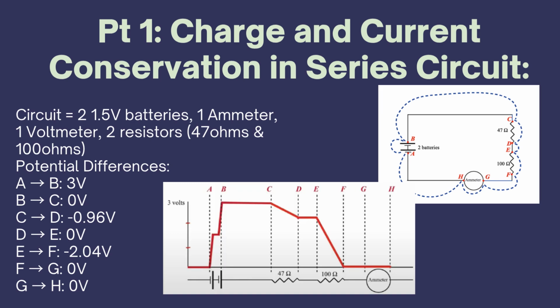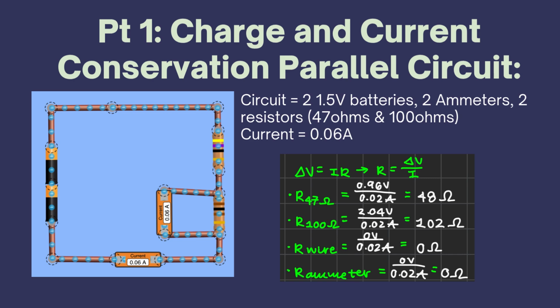And this graph is a visual representation that shows the potential differences, and it shows a decreasing trend. And then we create this same circuit as the very first one that we did, but instead of the ammeters in series, they are now parallel. And the current changes and it reads as 0.06 amps because the current is now being split and not experiencing the full amount of resistance. And then we calculated the new resistances for the resistors, and one of them is going to be 48 ohms and the other is going to be 102.